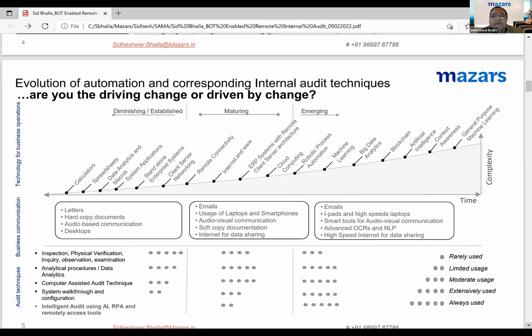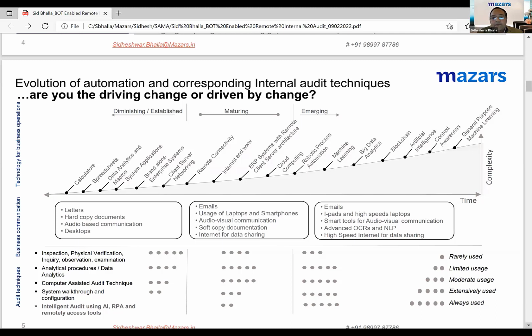As time passed by, emails, laptops, audiovisual communications, and gradually today, if you look at it, the communication was also through OCR, optical character reading, NLP, neuro language processing, and all. And one of the ways in which you can actually, if you look at an NLP, is you can do an excellent forensic review by use of NLPs. High-speed internet, 5G, 4G are there. The lower part of the slide talks about the audit techniques. So we saw how the business is transforming. We saw the communication ways, how the operations are going.